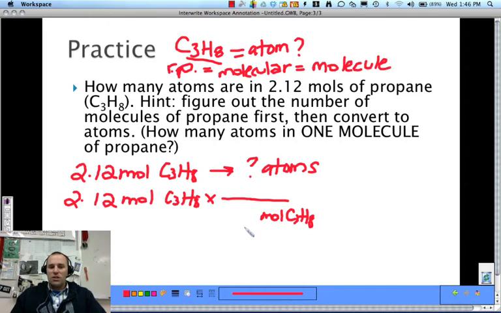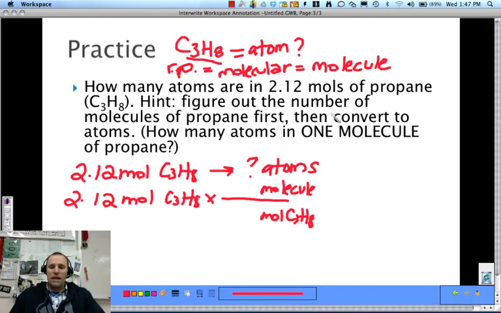So the only thing I can turn a mole of propane into is a molecule of propane. You cannot turn it into an atom of propane. There is no such thing as an atom of propane. An atom is something from the periodic table. Carbon is an atom. Hydrogen is an atom.